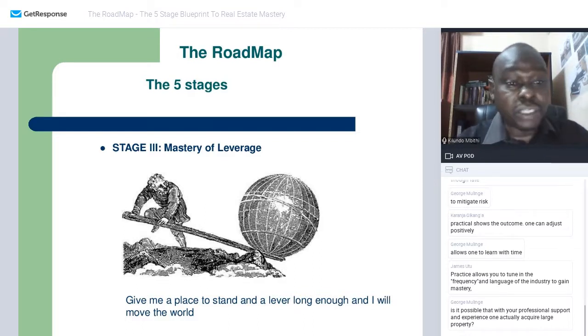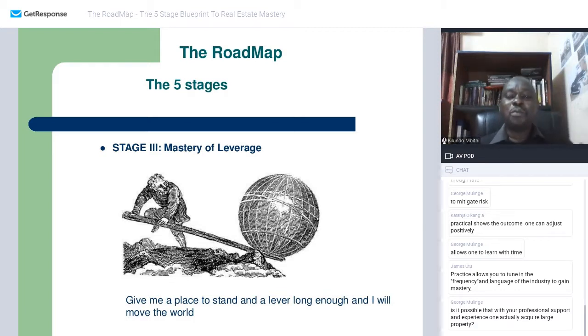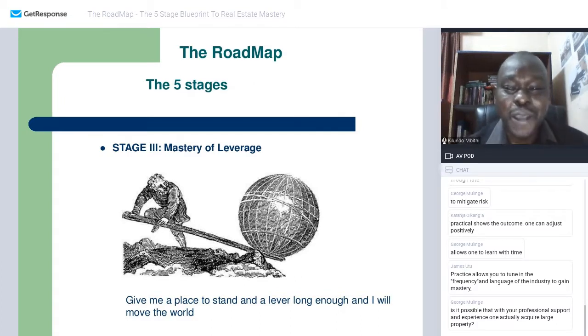They go, boom, straight to the bank. They buy a property on leverage. Now, imagine you bought the wrong property on leverage. You bought the wrong property on borrowed money. How disastrous can that be?